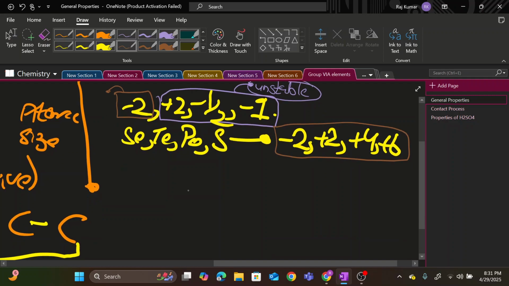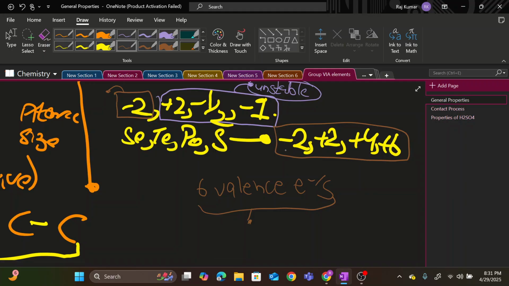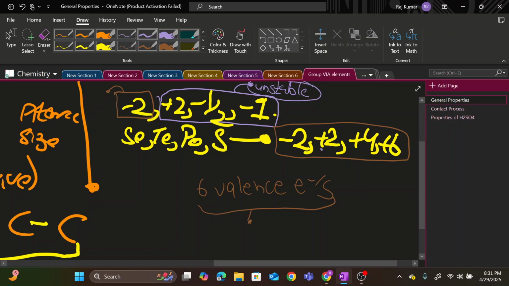Why is that the case? Because the oxygen family has 6 valence electrons in its outermost shell. What does that mean? It means that it needs 2 more electrons to complete its outermost shell, and 2 more electrons in its p orbital would make the entire shell complete. So the question arises: how do sulfur, selenium and tellurium form valencies of +2, +4, +6?